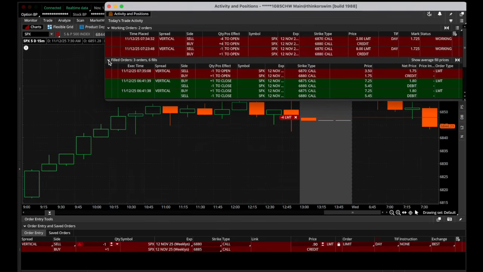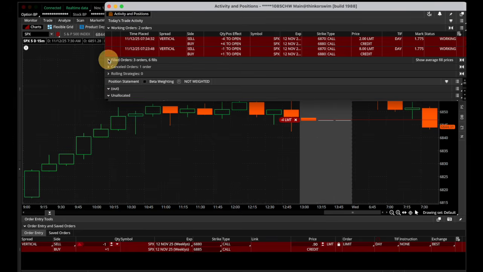The order that you see working for $2 is my manual entry to add to the position only if the mid price reaches $2. If it doesn't, it's fine. I'll just take the one contract, but if it bounces a little bit, I do want to add to the position. And then the order that you see for $8, that's just a placeholder.